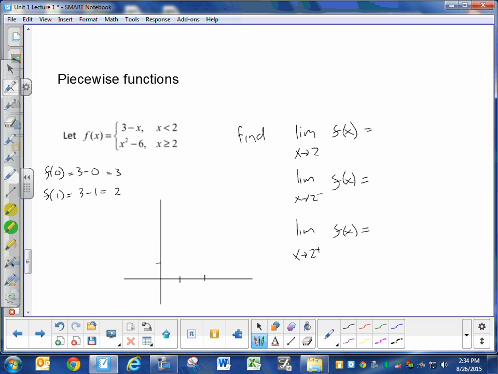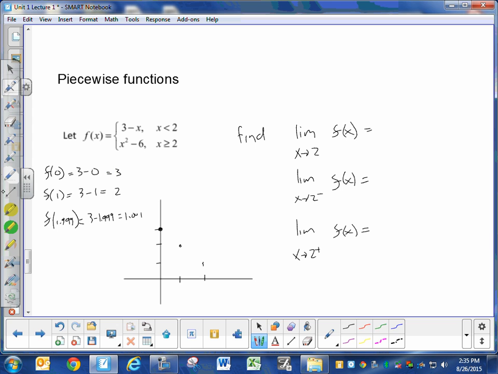So f of 0 is 3. F of 1 is 2. Okay, as I get closer and closer to 2, I'm still going to be following this function. So I could be plugging in f of 1.999, and I'd get a value, which is 1.001 or something. Anyways, I'm going to get really, really close, and eventually I will just stop using this function at 2, and I will pick up this one.